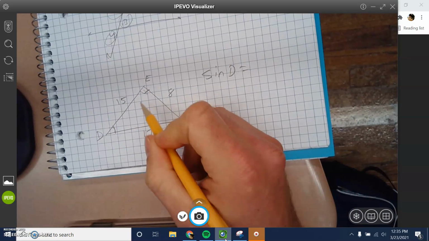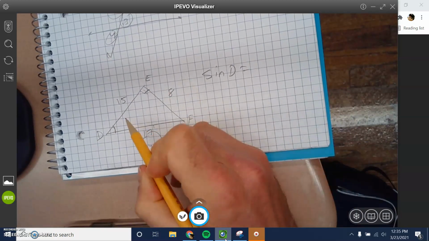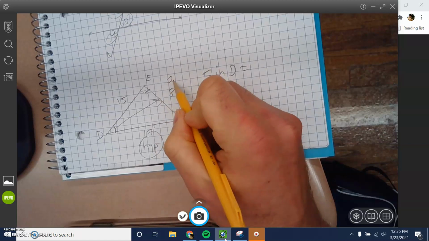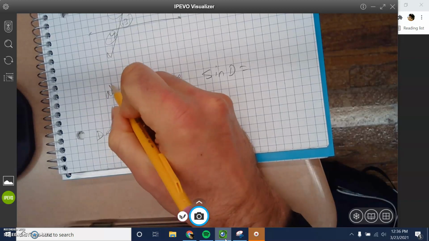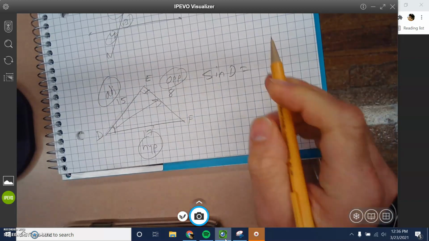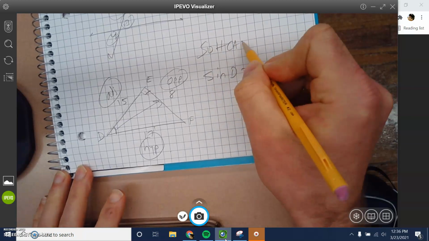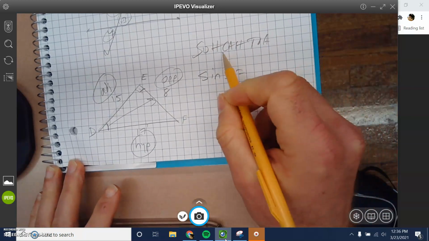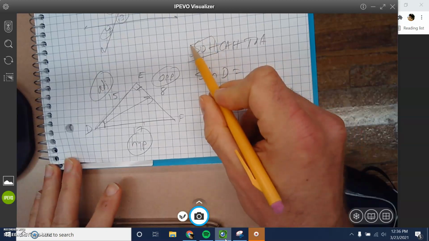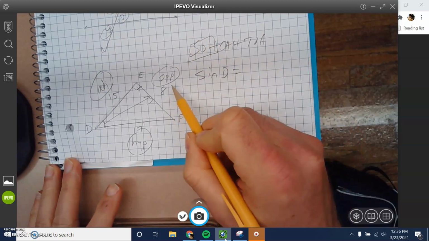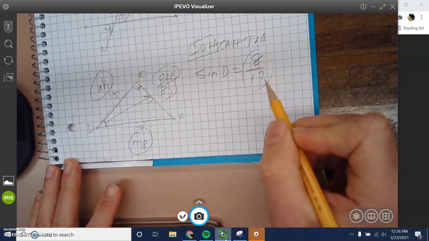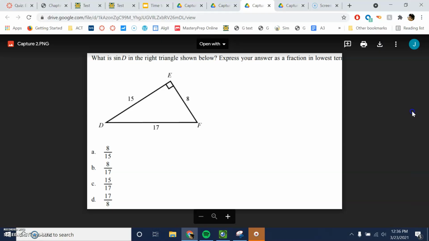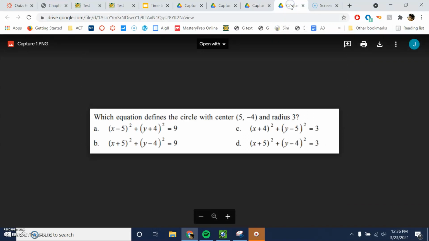Opposite to 90 degrees is the hypotenuse. And then straight across, always draw that line for my opposite. And then the part touching the angle that's not the hypotenuse, this is the adjacent. Like that. Okay, so sine, all right, SOHCAHTOA. So sine is opposite over hypotenuse. So opposite is 8, hypotenuse is 17. 8 over 17 is the answer. Cool. So that's going to be B.